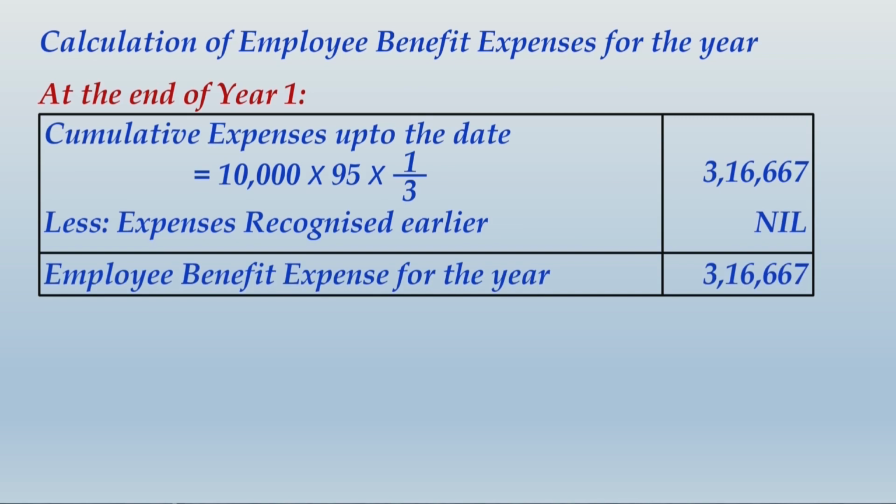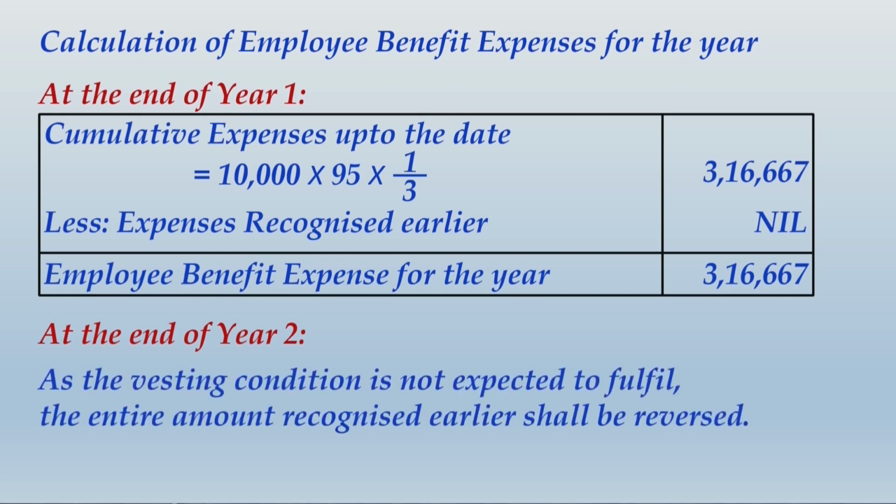Now what has happened in the second year? When you come to the end of the second year, you are finding that the target is not achieved, and now you are not having hope that the target will be achieved ahead, and therefore the vesting condition, which is to remain in service for 3 years as well as achieve the cost reduction target, is not expected to be met, and you are expecting that the benefit will not be vested. As a result, as the vesting condition is not expected to be fulfilled, the entire amount recognized earlier shall be reversed.